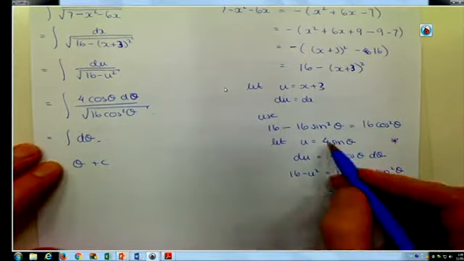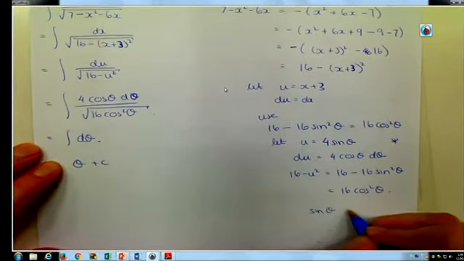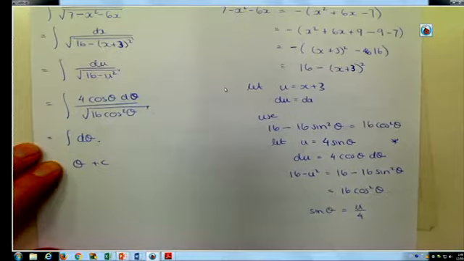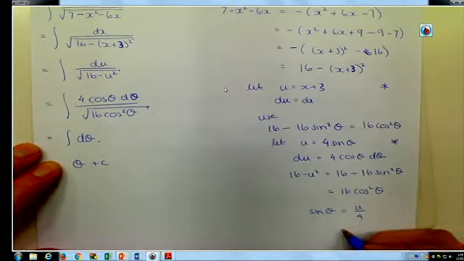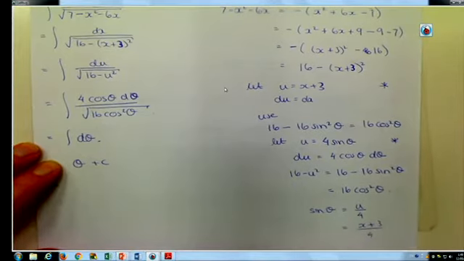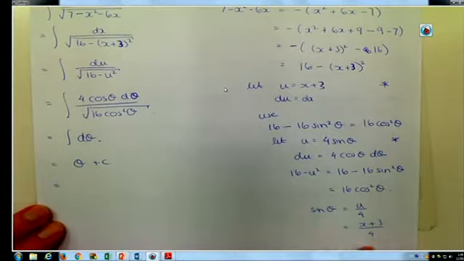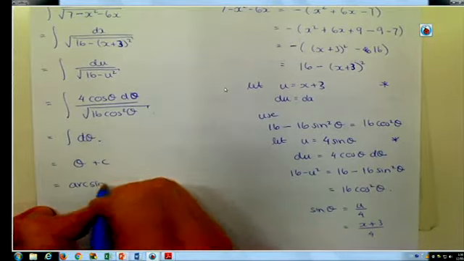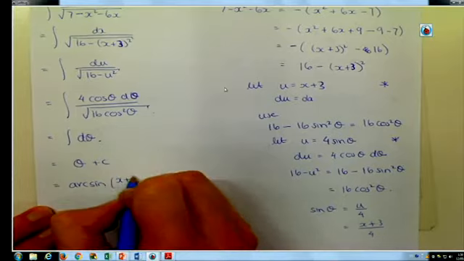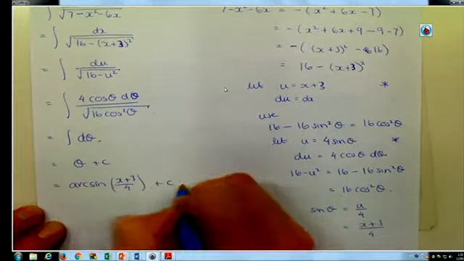So what have we got here? In this one here, I've got sine theta equals u on 4. And then in this one here, I know that u is equal to x plus 3. So I just have to take the arc sine of both sides here and I'll have what theta is. Oops, plus c. Done.